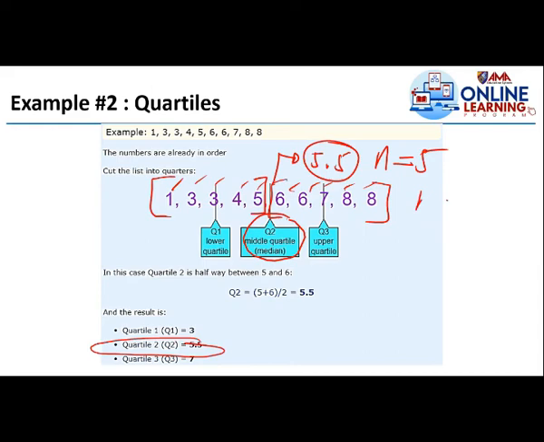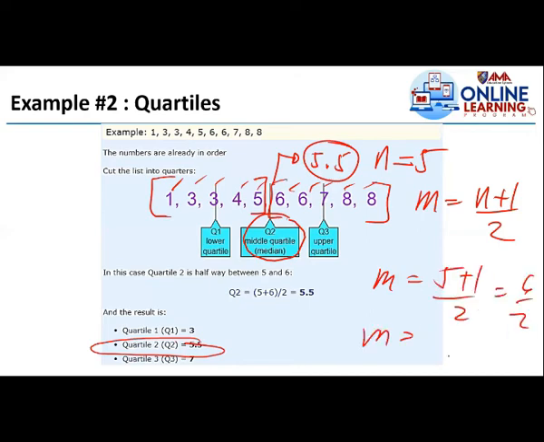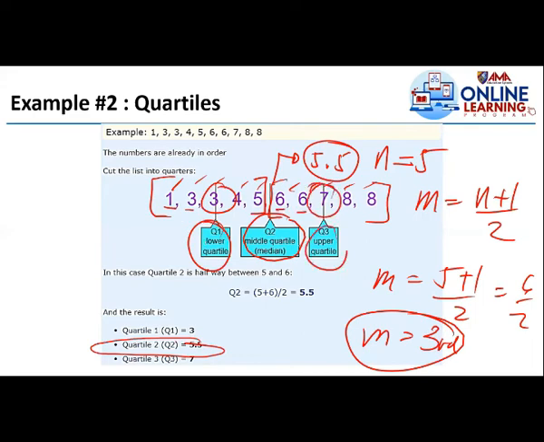So what we will use for the median is n plus 1 over 2. So our median is 5 plus 1 over 2. That is 6 over 2. Median is 3 or the third term. So this is first, second, third. So this is the lower quartile or quartile 1. This is first, second, third. And this is the upper quartile or quartile 3.